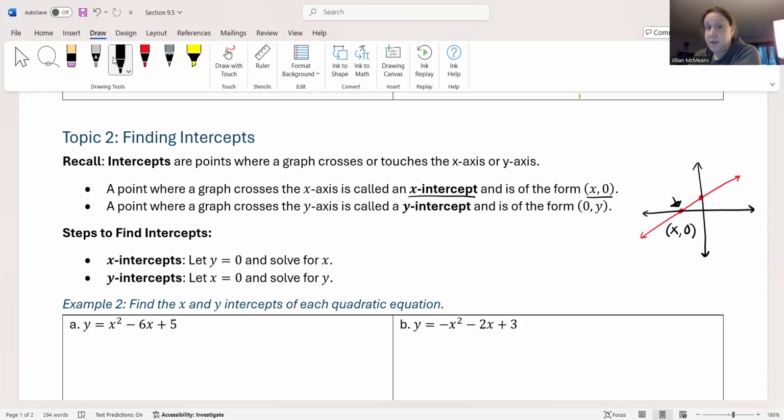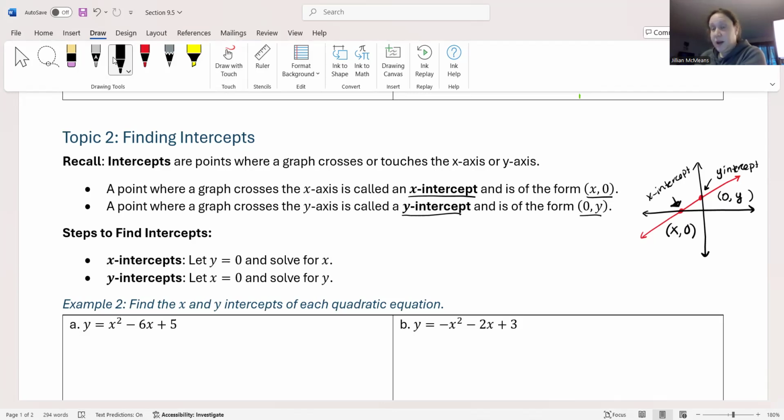Now, a point where the graph crosses the y-axis is called a y-intercept, and those points are of the form 0, y. Right here, we have a y-intercept. To get to that ordered pair by plotting points, we would start at the origin, not go left or right, which means the x-coordinate has to be 0, and then go up or down until we get to the point. So all y-intercepts have 0 as the x-coordinate and some value for the y-coordinate. That's really important because the steps to find intercepts are based on what we just talked about.